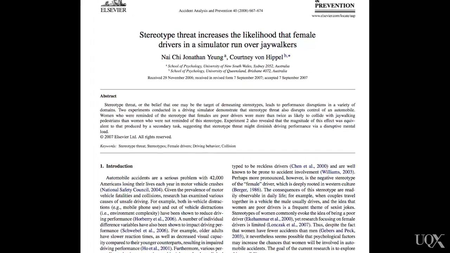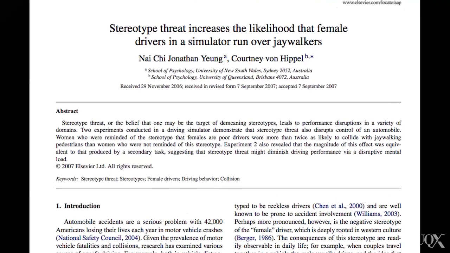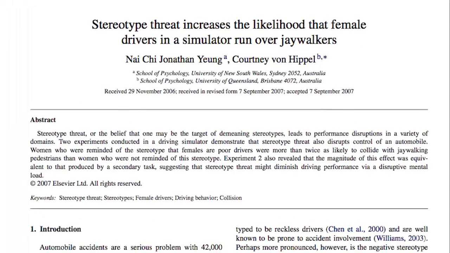In 2008, Nagihi Young and Courtney von Hippel conducted a study with female drivers. Now, how many people have heard the stereotype that women are not so great at driving? You might wonder where that stereotype came from. In fact, women generally pay less on their insurance for cars because they have fewer accidents, and yet the stereotype is that they can't drive as well as men can.